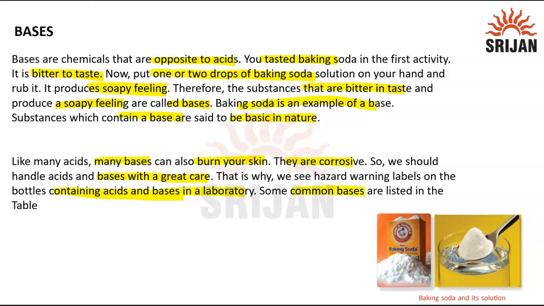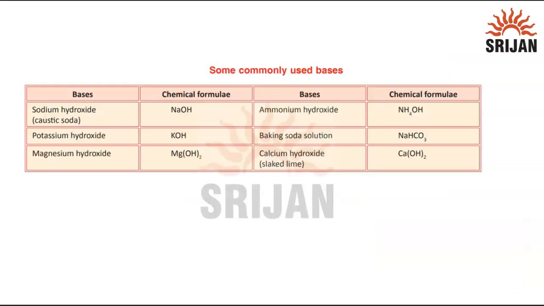Here are some of the common bases which are listed in the table. This is basically baking soda and its solution. What we have to do is simply put the baking soda inside water and we will get the baking soda solution. Here are some of the examples. The first one we have is sodium hydroxide. Its common name is caustic soda. Chemical formula NaOH. Then potassium hydroxide, KOH. Then magnesium hydroxide having chemical formula Mg(OH)2. Then we have ammonium hydroxide, NH4OH. Then baking soda solution, which is sodium bicarbonate, NaHCO3. Then calcium hydroxide, commonly called slaked lime, it is Ca(OH)2.